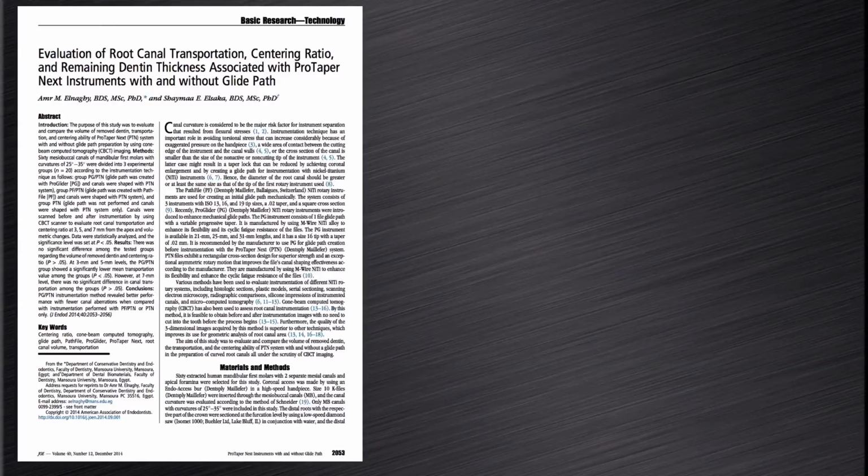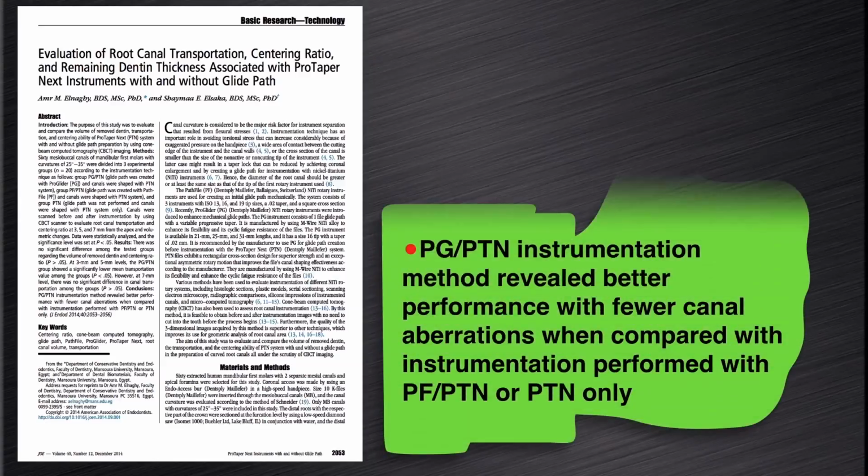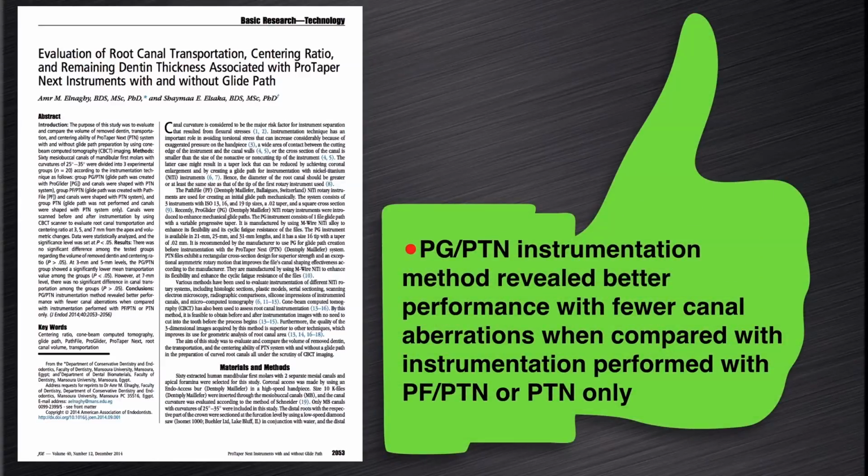These observations are also confirmed in an in vitro study done by Elnaghy and Elsaka, where they evaluated root canal transportation, centering ratio, and remaining dentine thickness associated with ProTaper Next with and without a glide path. They concluded that the combination of ProGlider and ProTaper Next instrumentation method revealed better performance with fewer canal aberrations when compared with instrumentation performed with PathFiles and ProTaper Next or with the ProTaper Next system on its own.